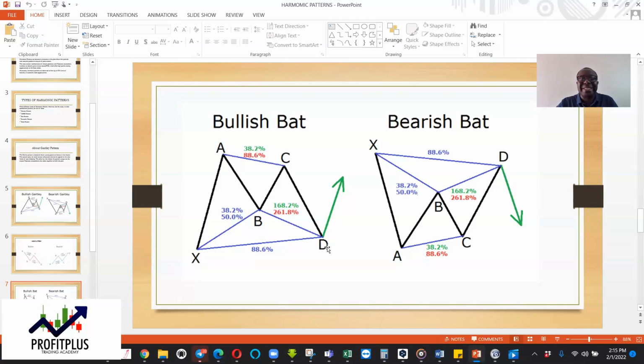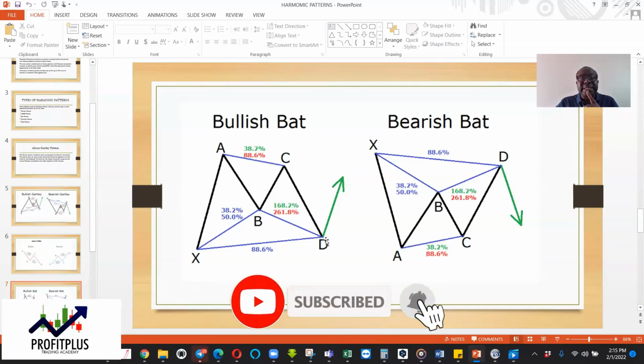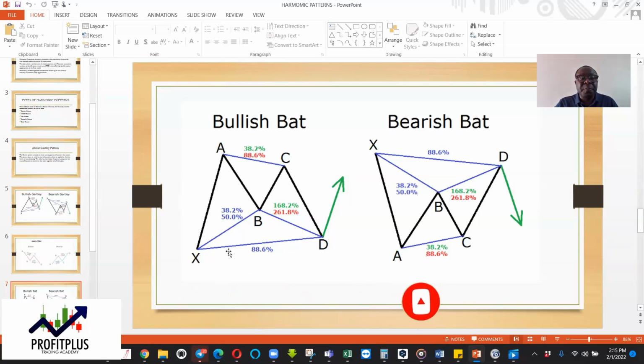So D will be an extension of AB by between 168.2% and 261.8%. That's the recommendation for that level of retracement. And again, D should not be on the same level with X. So D should be the retracement of XA by 88.6%.